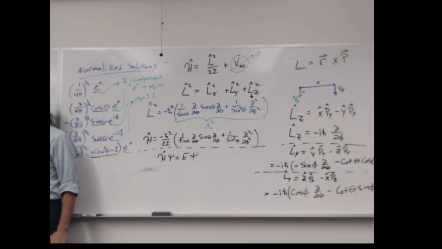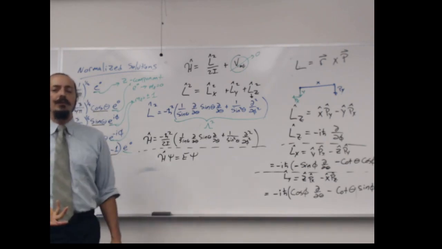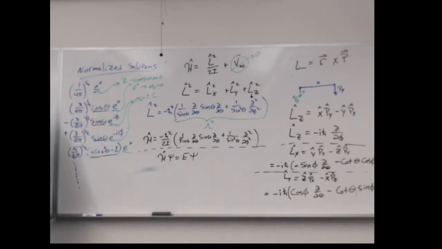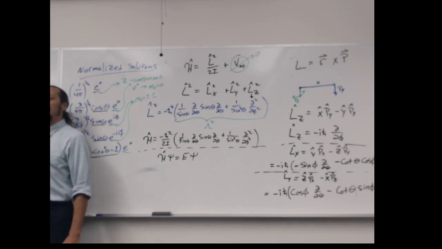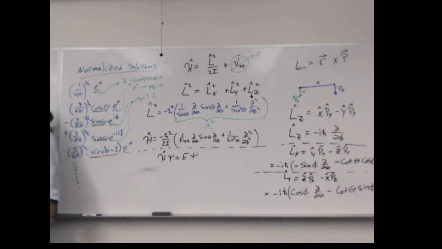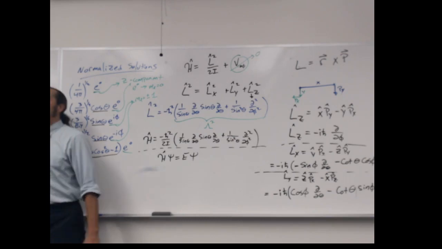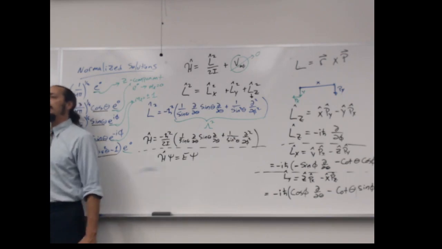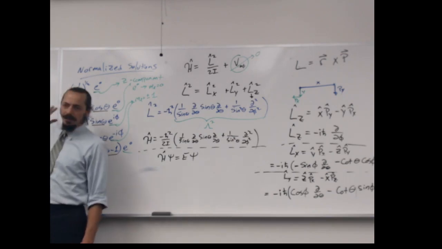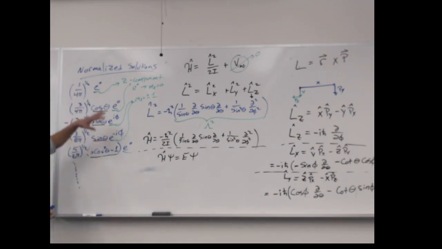So if L equals 0, we only have M sub L equals 0. If L equals 1, M sub L could be 0, plus 1, or minus 1. If L equals 2, M sub L could be 0, plus 1, minus 1, plus 2, minus 2. On and on and on. But we've got these restrictions.